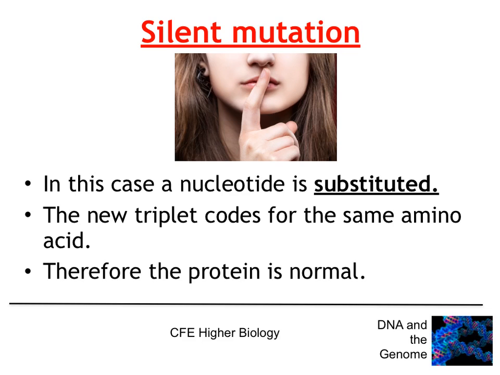In this case, you've got a nucleotide that's substituted, and the new triplet code codes for the same amino acid. So say you've got C, C, T, and it ends up that the C is replaced by an A, but by some chance it's the same amino acid that this codes for, then it won't really affect the final protein, so the protein is therefore normal. That's your silent mutation. It's happened, but it's not really noticed in the final protein.